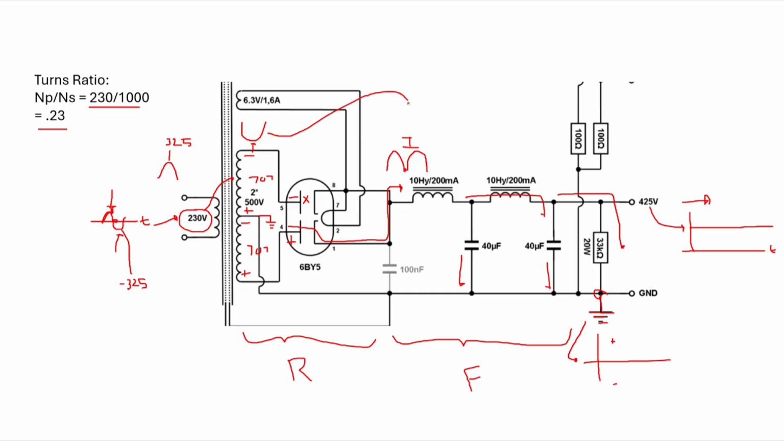So we've converted this negative half cycle into a positive flow of current. Okay, the positive half cycle, we convert it to a positive flow of current. The negative half cycle, we converted it to a positive flow of current.